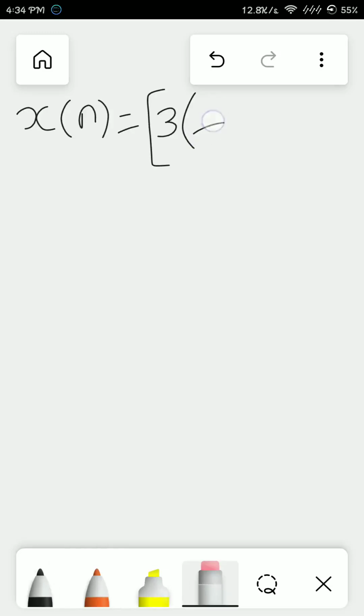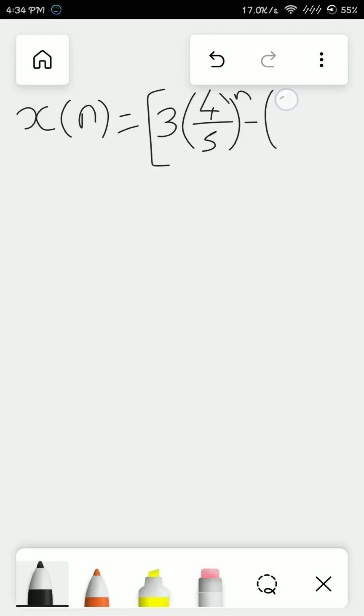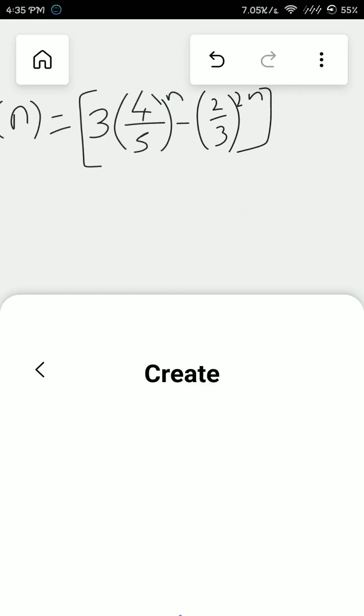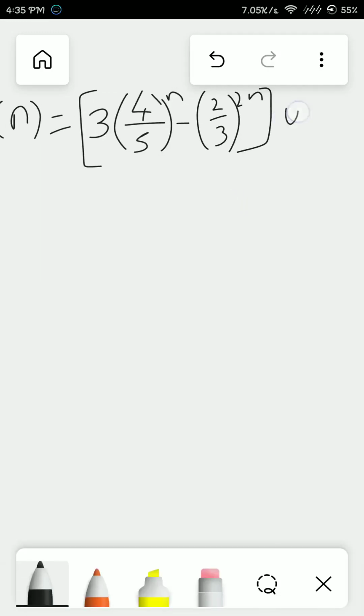Yes, it is 4 by 5 to the power of n, minus 2 by 3 to the power of 2n, that whole into u of n. Here it is u of n. So this is my given question.